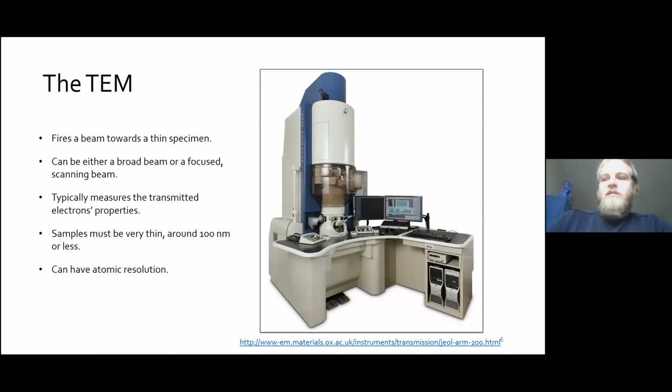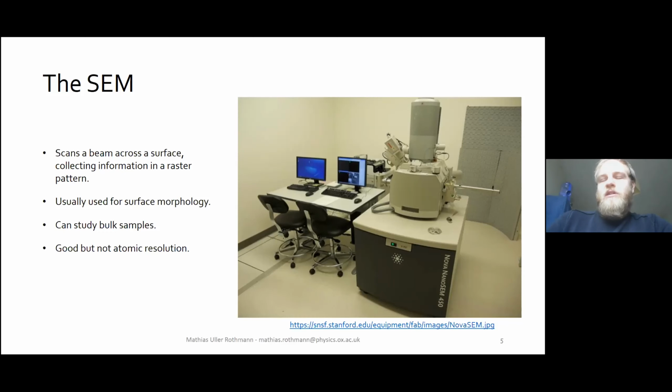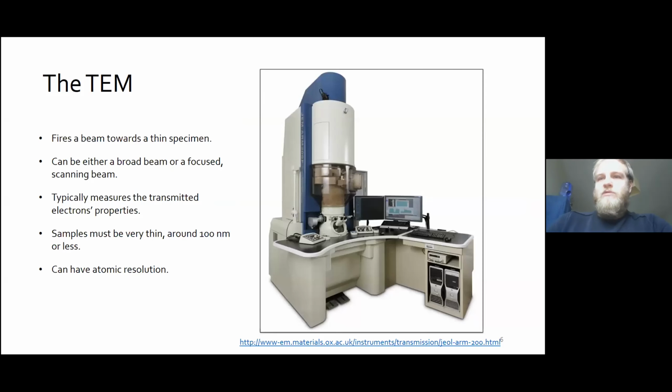As you can see, if you compare the size of the computers, the SEM is quite small, the TEM is quite big. So this is a 200 kilovolt transmission electron microscope. In this case, we have at the top an electron gun that fires electrons down towards a sample that sits in the middle. This sample has to be very, very thin, so less than 100 nanometers ideally.